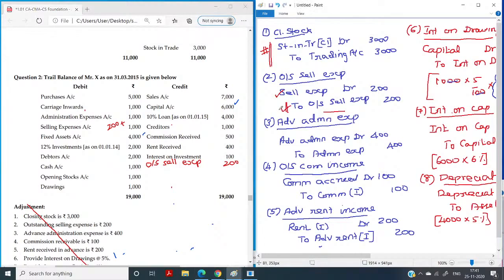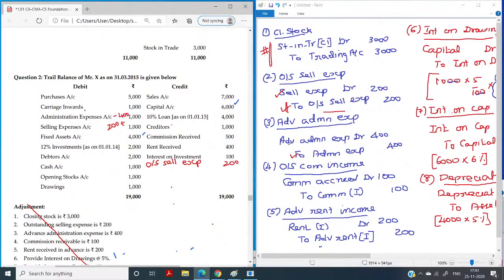Similarly, I'm going to record all the adjustment entries in the trial balance itself, to show how these adjustment entries will have an impact on the trial balance if the trial balance is prepared after the preparation of the adjustments. So that's how I'm going to work here. Then admin expenses on the credit side. Admin expenses are already available on the debit side, but here it's on the credit side. It means you have to subtract 400 rupees from the 1000.